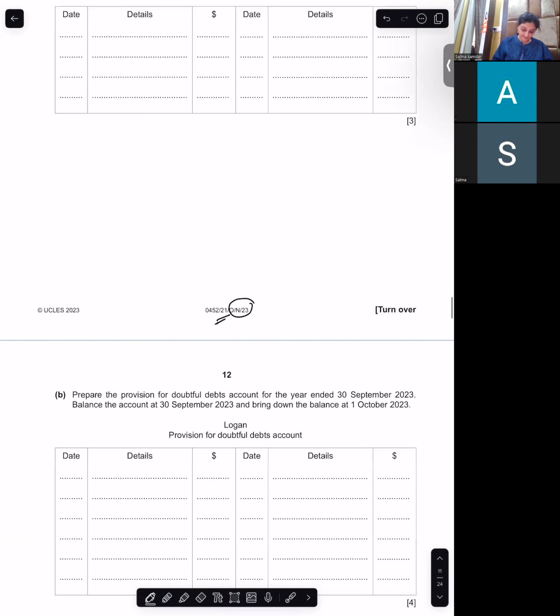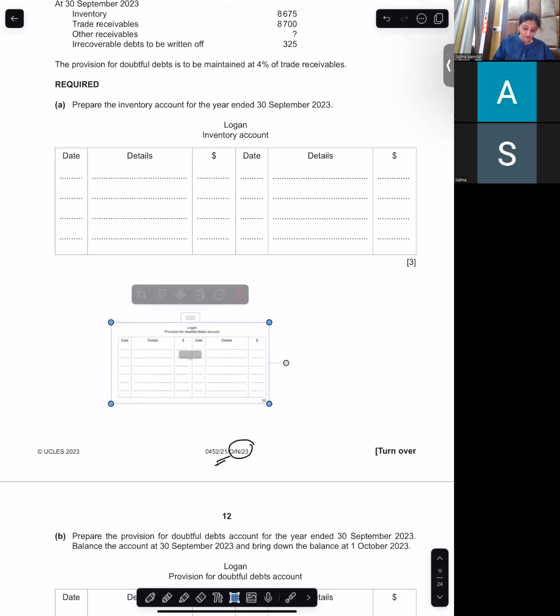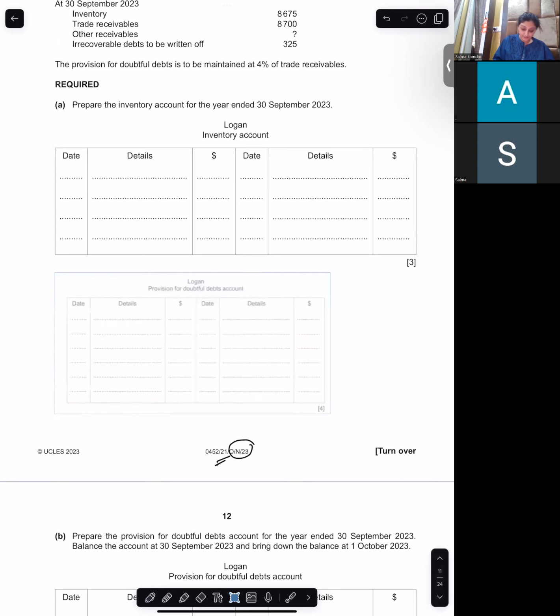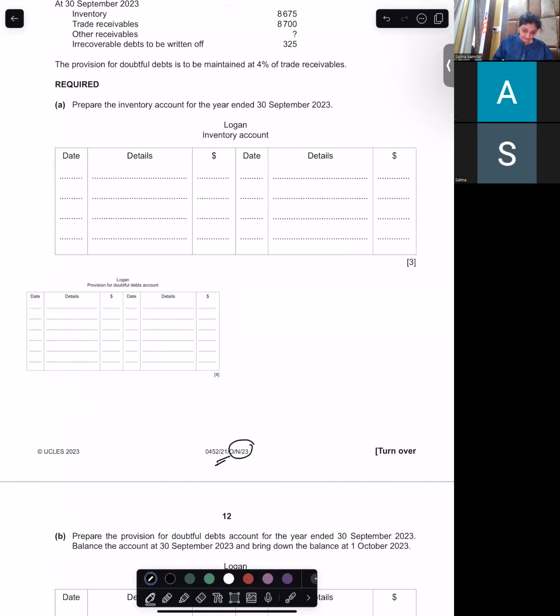Are you with me? So you should know the format of all the three accounts. Inventory account follows the format of in and out, right? So in is debit, out is credit. In is debit, out is credit.